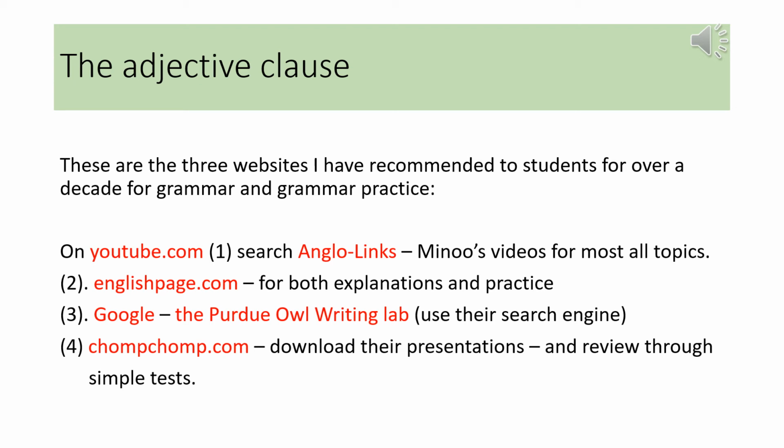On Google, if you search the Purdue OWL Writing Lab, try and find their search engine and just type in anything there. There's lots of practice as well. The other one, the last one here, chompchomp.com, this is just more interactive fun. You can download their presentations, and they always do it in terms of a review and then a test. So they give you 10 test questions. These are just good places to practice and brush up on your grammar.